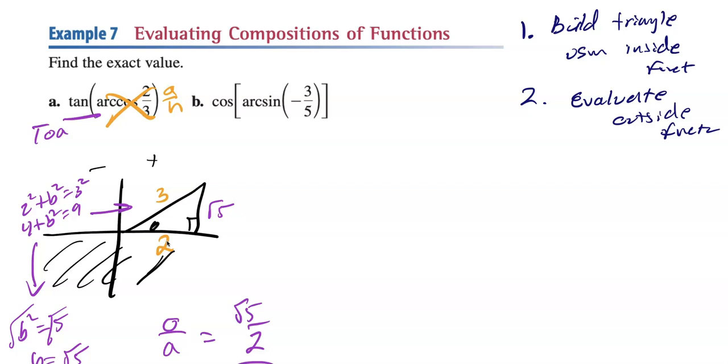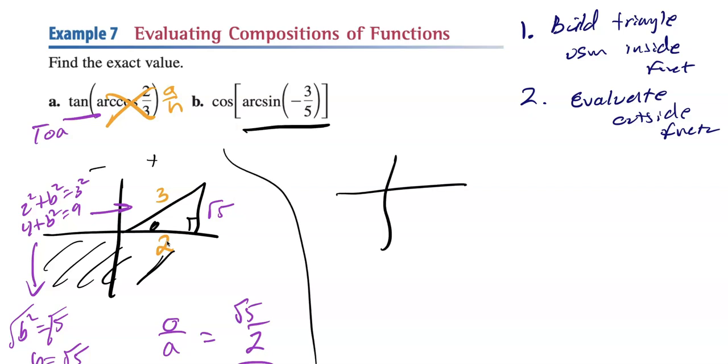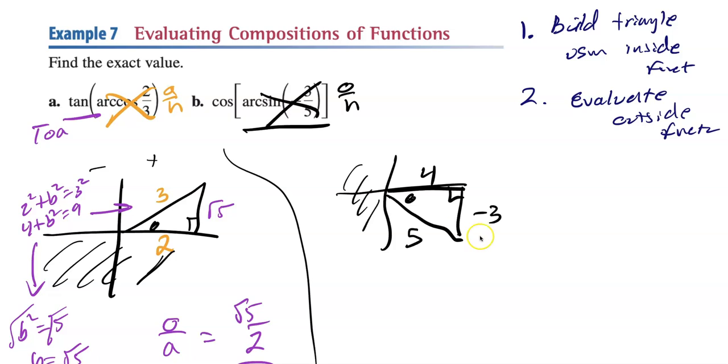So we'll do it again real quick for part B. I'm going to build a triangle with that one. Now arcsine is in quadrant 4, so I'm going to draw it down there. Here's my angle. So SOH, opposite over hypotenuse. So this is negative 3 and this is 5. This is an easier one. It's a 3, 4, 5 triangle, so this is a 4 automatically. And again, we're done with arcsine. 4 is positive because you're going to the right.